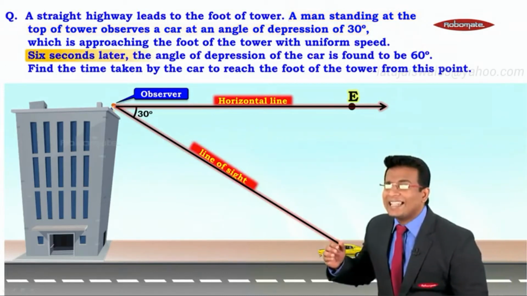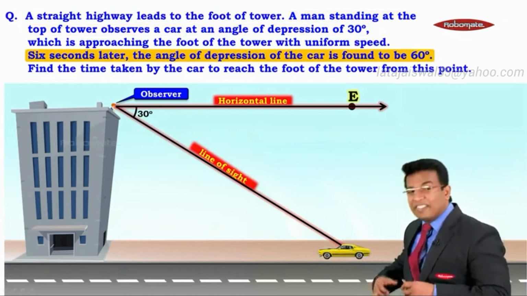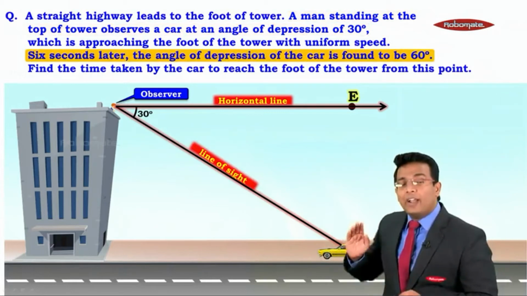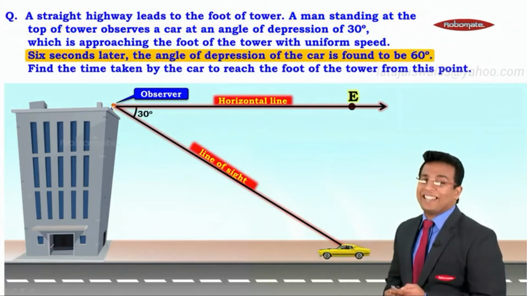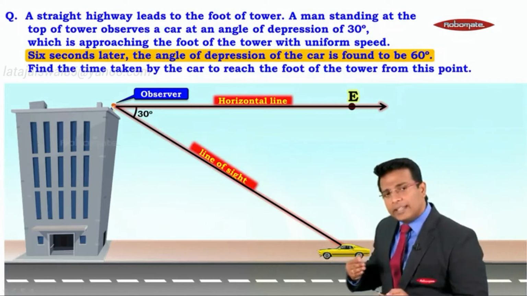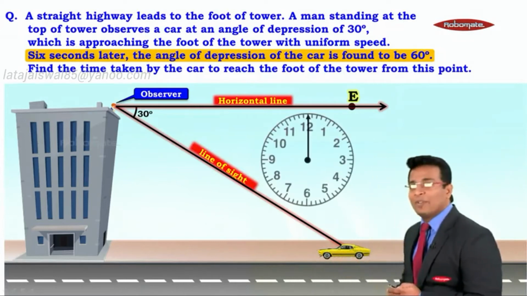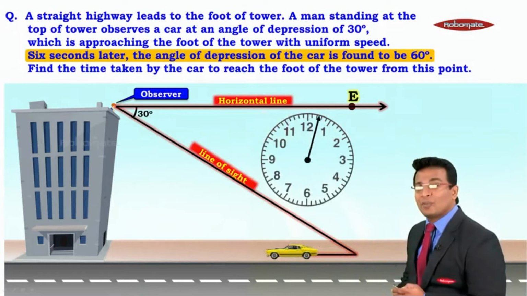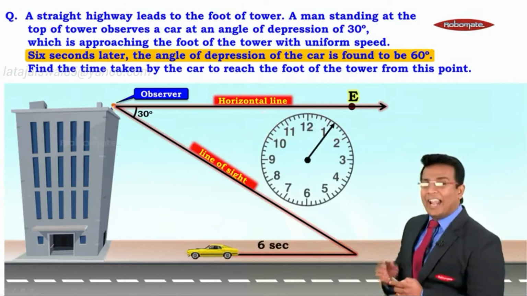It says 6 seconds later. That means after 6 seconds, the angle of depression of the car is found to be 60 degree. That means for that 6 seconds, the car would have moved, right? So, that means let's say the car is moving for the next 6 seconds. Observe very carefully. Yes. And it reaches the point.